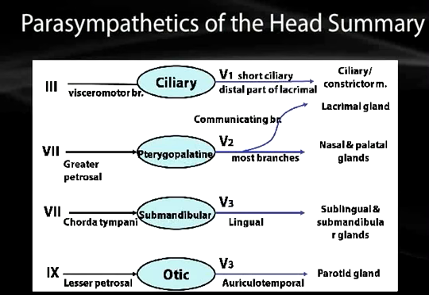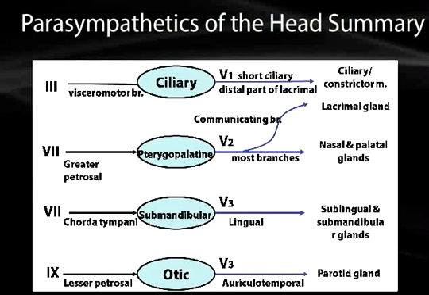Then cranial nerve 7 has a second nerve that will come off of it, chorda tympani. That will go to the submandibular ganglia, which will then distribute with branches of V3. The lingual nerve specifically, as it goes towards the glands of the oral cavity, including the sublingual and the submandibular.